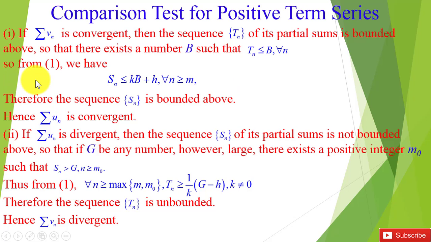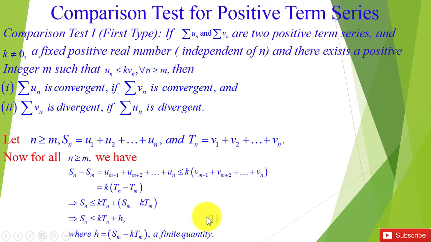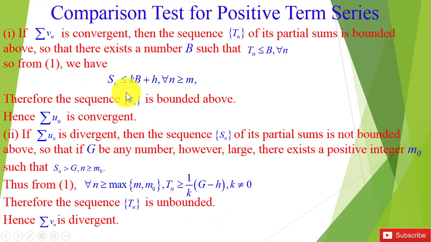Therefore, from equation 1, we have Sn is less than or equal to k times b plus h for all n greater than or equal to m. Therefore, the sequence Sn is also bounded above by this quantity kb plus h. Hence, sigma un is convergent. So, this proves the first part of the theorem. That is, if sigma vn is convergent, then sigma un is convergent.